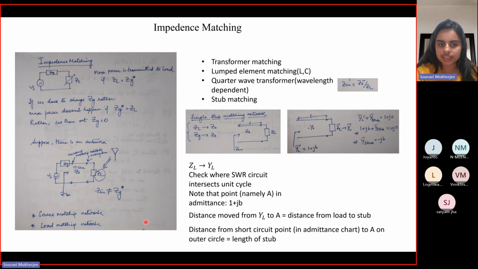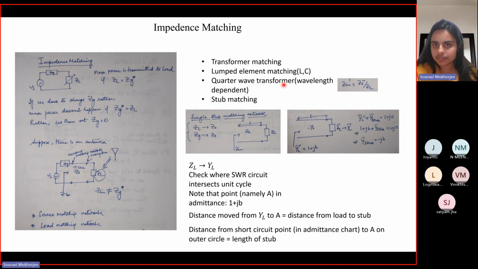And how can one achieve this kind of a matching? So there can be many ways. One is a transformer matching. So basically what you do is you have a transformer somewhere here so as to balance or equalize the voltages, right? So that is one way. Another is to use a lumped element matching. That means you have a combination of L and C such that the effective impedance that you see equalizes on the two sides. So if your Z0 and ZL do not match, you can put a combination of L and C so that the effective impedance on the load side matches with Z0. So that is the lumped element matching.